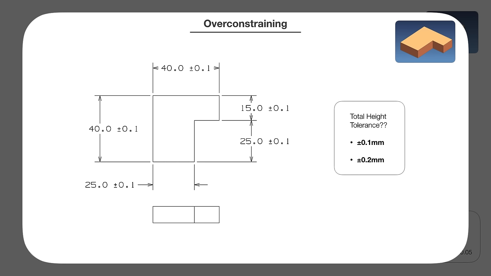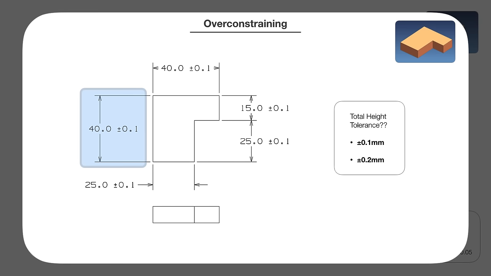Overconstraining is something to watch out for. When you apply dimensions and tolerances, every feature in the part needs to be dimensioned exactly once and only once. Take the drawing of this R-shaped solid from earlier. The total height of this part has been redundantly dimensioned and toleranced.